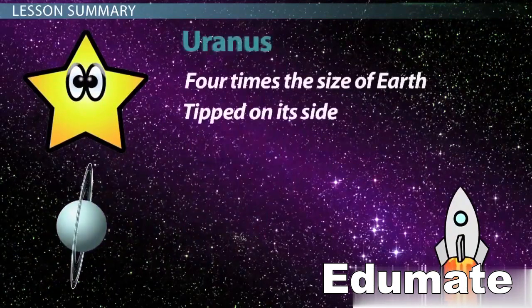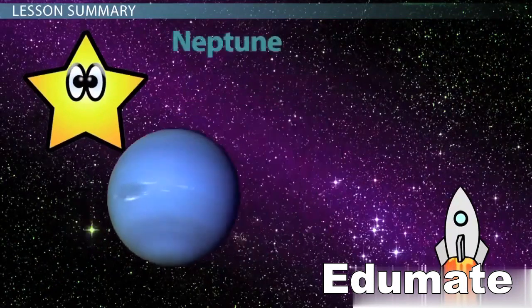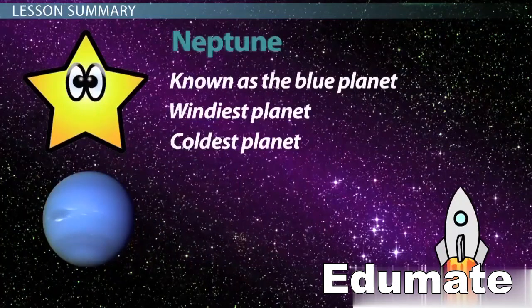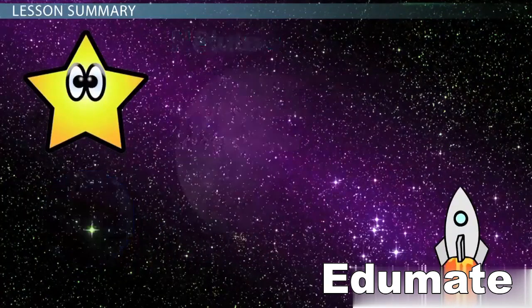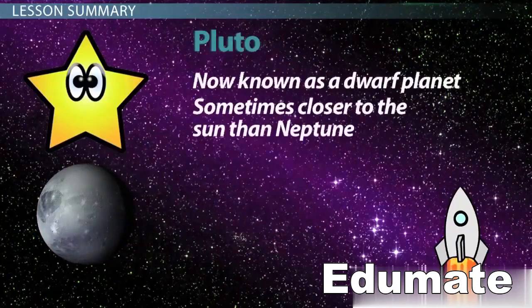Uranus is the seventh planet, 4 times the size of Earth, and is tipped on its side. Lastly, Neptune, the eighth planet from the Sun, is the coldest planet and known for being blue. Pluto, now known as a dwarf planet, is sometimes closer to the Sun than Neptune.